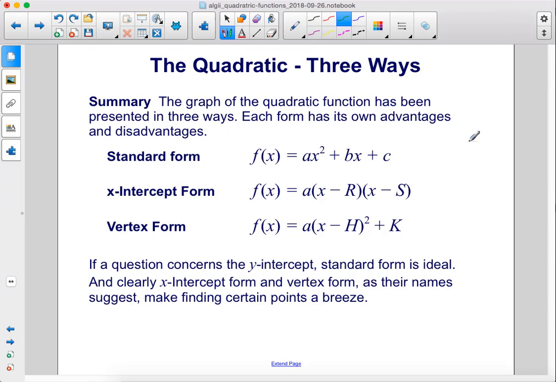The graph of the quadratic function has been presented in three ways. Each form has its own advantages and disadvantages. We have standard form, x-intercept form, and vertex form. If a question concerns the y-intercept, standard form is ideal. And clearly, x-intercept form and vertex form, as their names suggest, make finding certain points a breeze.